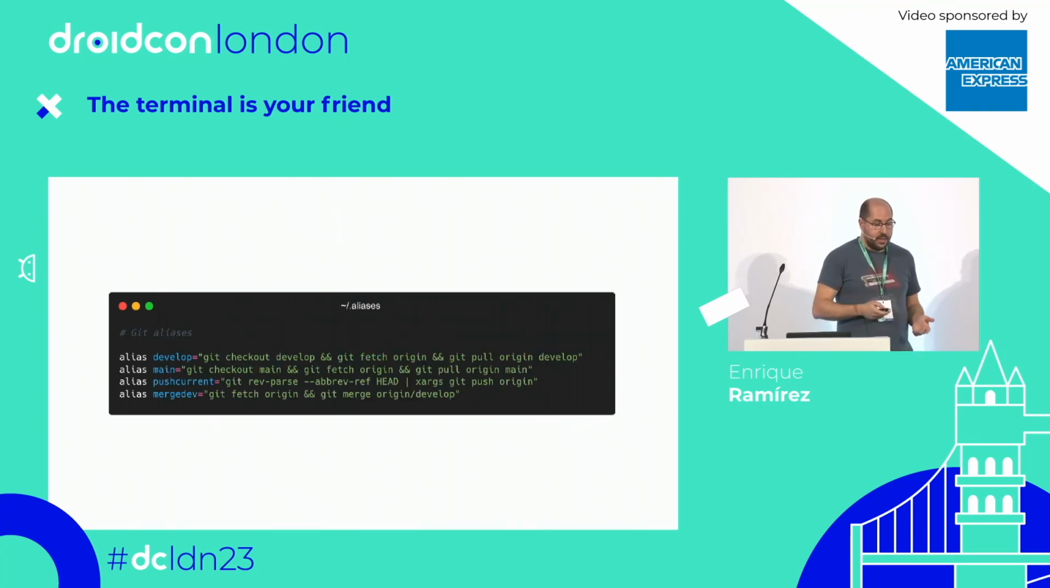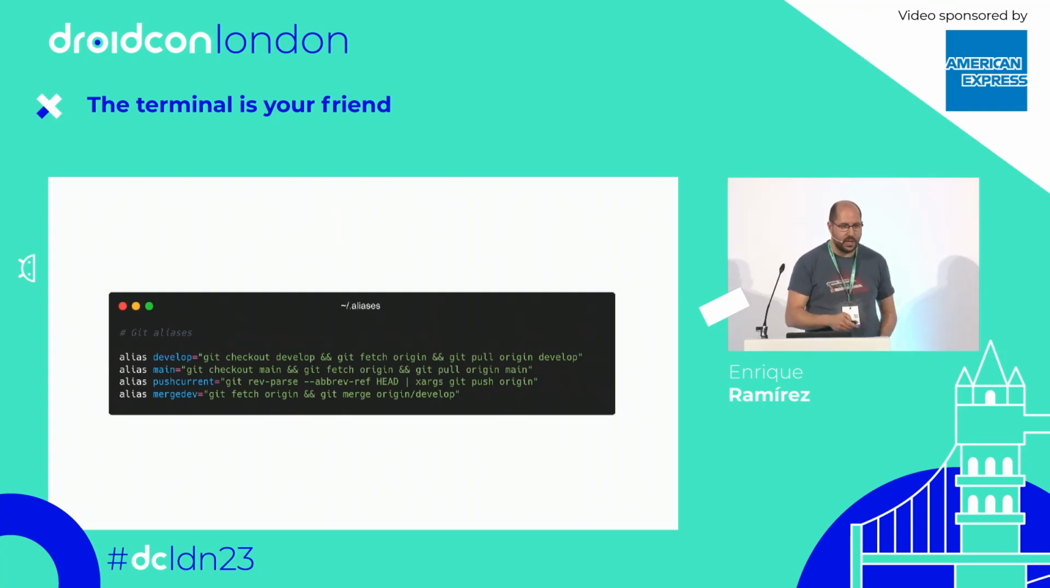Other things that I use aliases for is Git. I use it a lot. Rather than having to check out my develop branch and pull everything, I just do that, just develop. And it fetches, pulls, and gets everything, or main if you use main rather than develop.